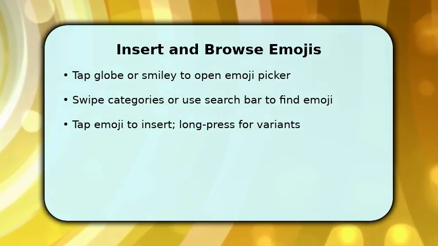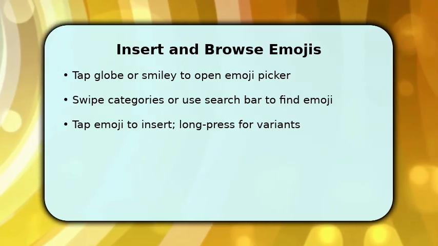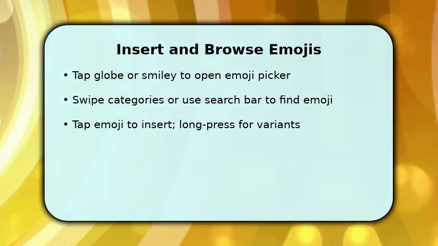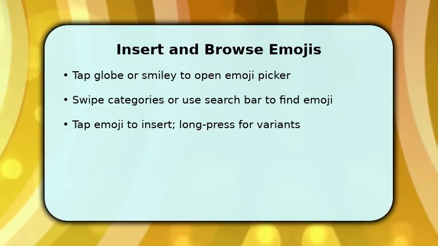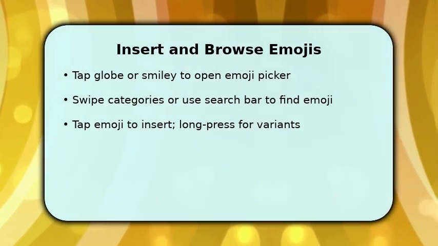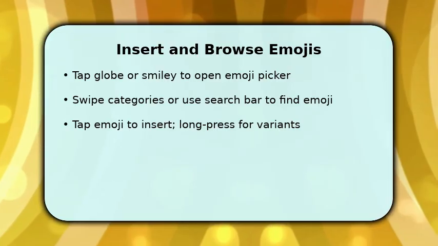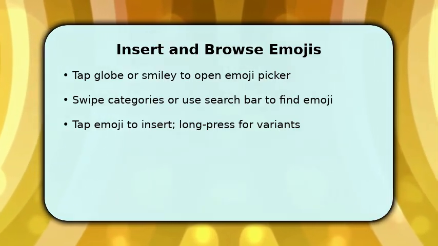Once open, swipe through categories or use the search field to locate an emoji fast. Tap an emoji to insert it and long press some emojis to choose skin tone or alternate forms. This lets you compose messages with clarity and personality without leaving your current app.